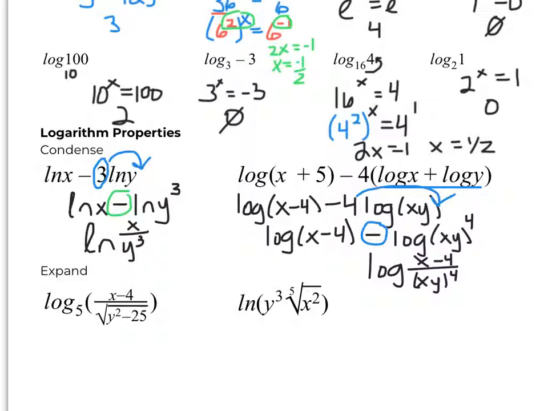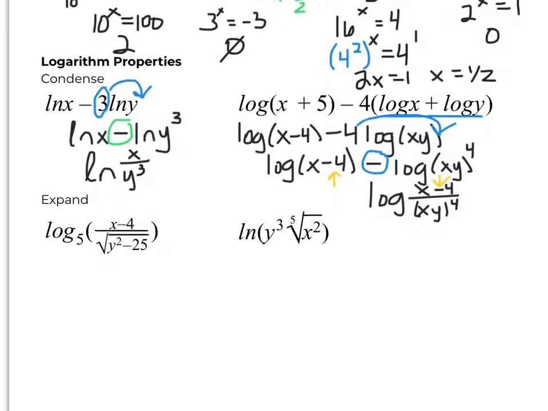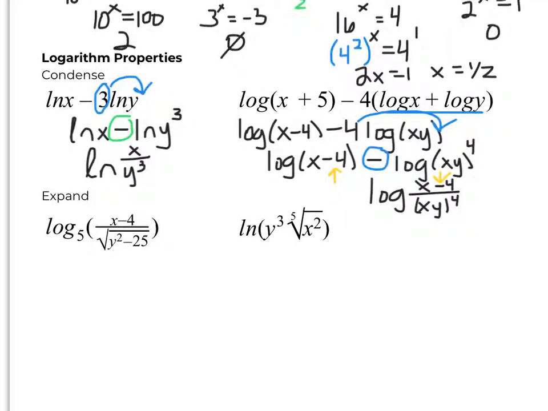And the important thing is not to split up this x minus 4 in the numerator anymore, because there's not a log in front of that 4. That whole thing is the argument, so I can't split that up when I'm condensing. All right. So now we're going to go in the other direction.